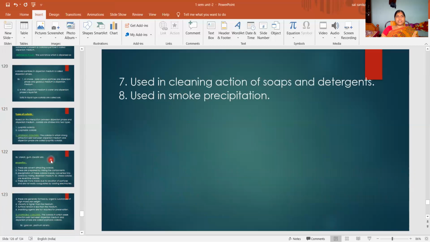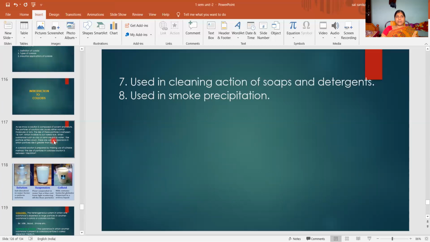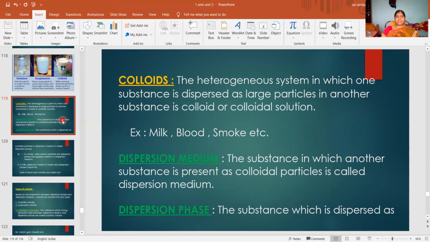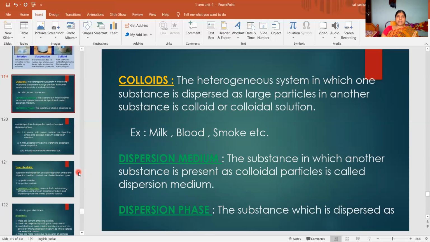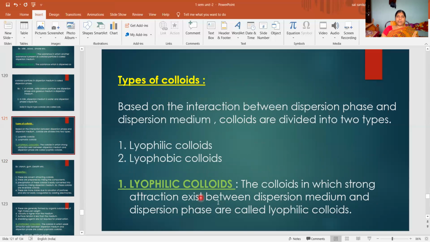So, what we have studied today: introduction to colloids. What is a colloid? A colloid is a heterogeneous system in which one substance is dispersed as larger particles in another substance, called a colloidal solution. Whichever substance is dispersing, that is the dispersion phase. In which it is dispersing, that is called the dispersion medium. Examples for colloids: milk, blood and smoke. And these colloids are of two types: lyophilic and lyophobic colloids.